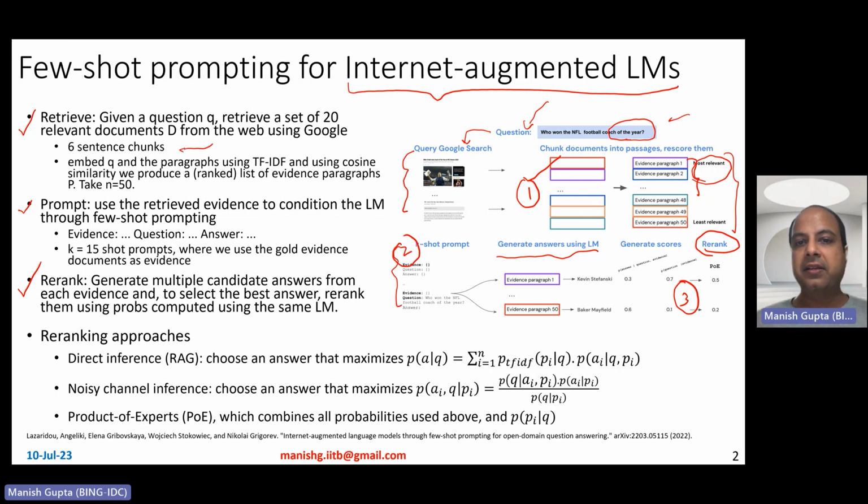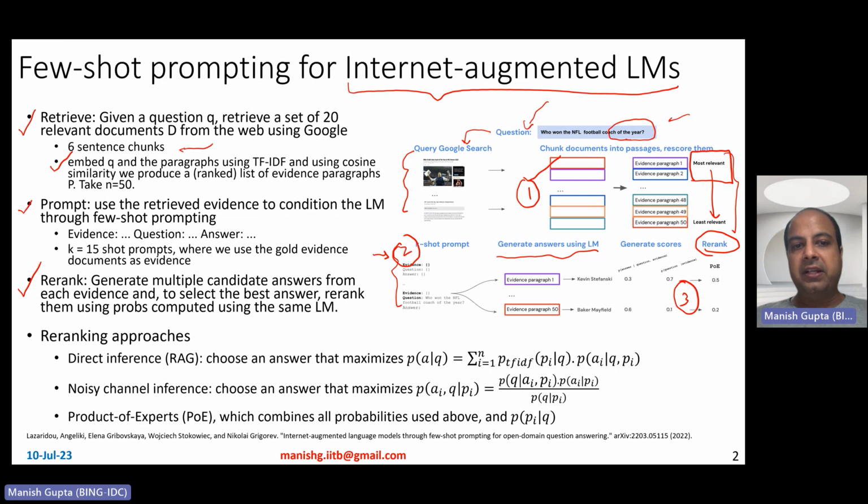And then what they did was to take Q, the question, and then the paragraphs, and they used a very simple similarity measure, the TF-IDF based cosine similarity measure. So you embed Q and the paragraphs using TF-IDF and use cosine similarity to produce a ranked list of, as you see here, evidence paragraphs. And then the idea is to take the top 50 from this ranked list of evidence paragraphs. These 50 you pass on to the next step, which is the prompting step.